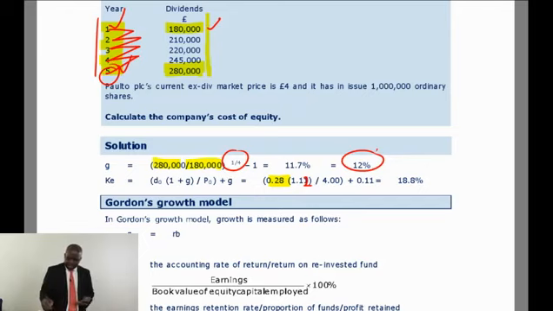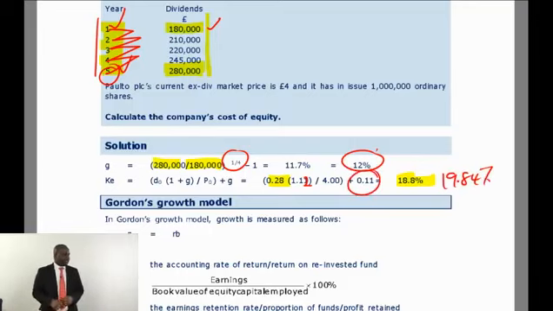That should have been 19.84%. Okay, watch the percentage. Brilliant.